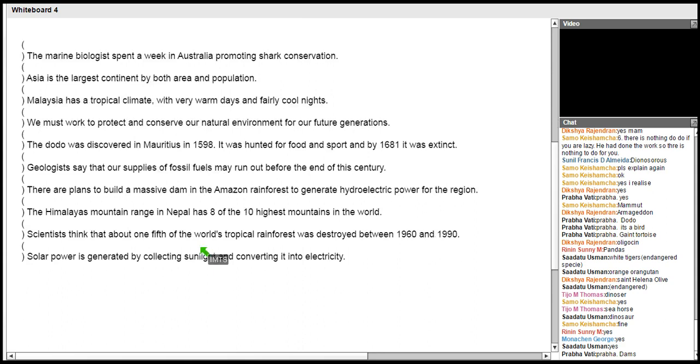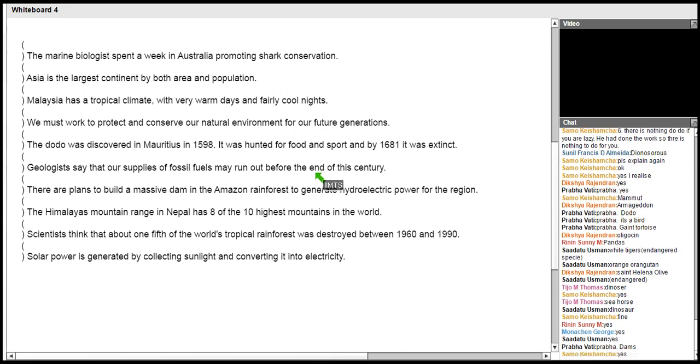Now, one more thing I would like to tell you. Geologists say that our supplies of fossil fuel may run out before the end of the century. So we should be judicious about its use. We should not waste it.